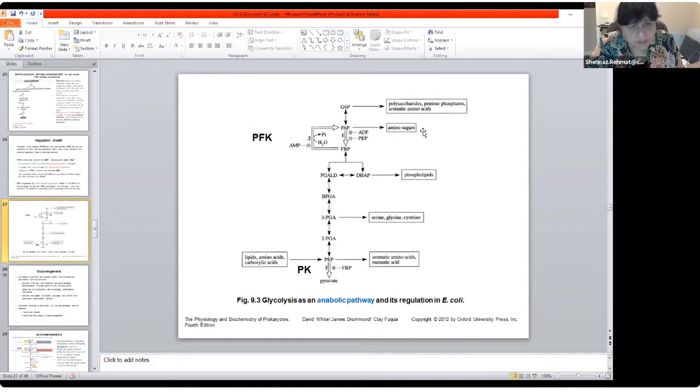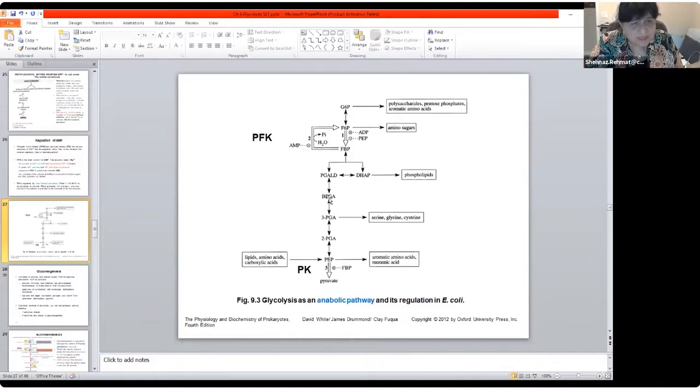Fructose 6-phosphate goes into amino sugar synthesis. Glucose 6-phosphate goes into polysaccharide, pentose, and aromatic amino acid synthesis. Phospholipids are created from DHAP. Serine, glycine, cysteine, these are amino acids that are synthesized from phosphoglyceraldehyde. And your PEP, of course, is used for aromatic amino acid synthesis and for the muramic acid also.